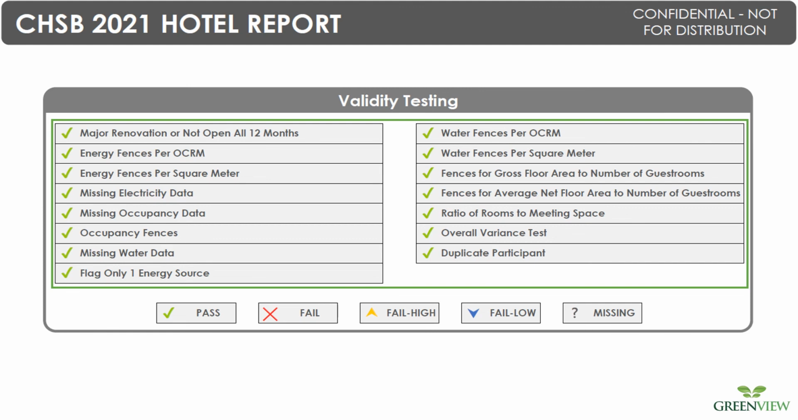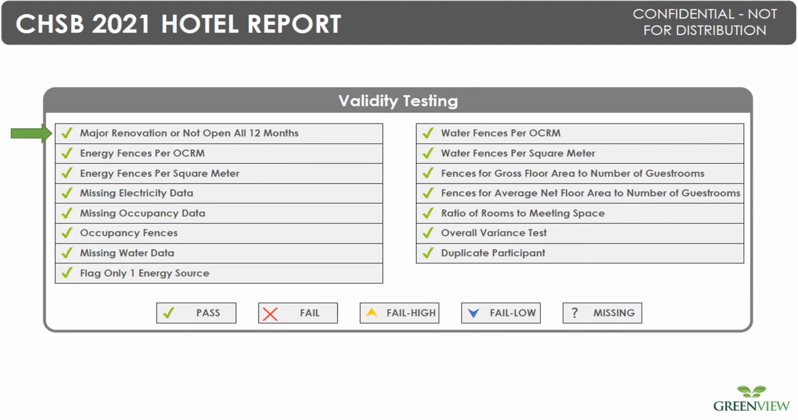A property in some cases may fail because data is too high or too low outside the fences we have set. Fences are the defined boundary of lower limit and upper limit determined through CHSB data, which represent the cutoff values for upper and lower outliers in the dataset.